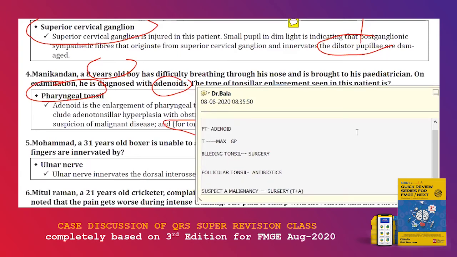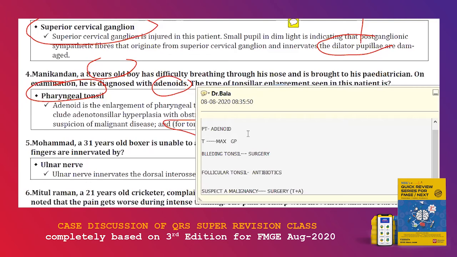I repeat all these points. Enlargement of the pharyngeal tonsil is called adenoid. So PT equals adenoid. That's the first point you're going to remember. Number 2, tonsil means maxillary nerve and glossopharyngeal nerve: Max GP. Bleeding tonsil means you're going to do a surgery. But a highly infected tonsil, a follicular tonsil, means you're not going to touch the patient for surgery initially. You're going to treat the patient with antibiotics, because follicular tonsillitis reduces with antibiotics.